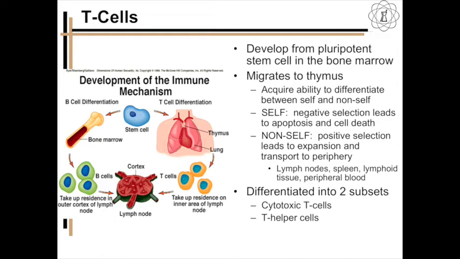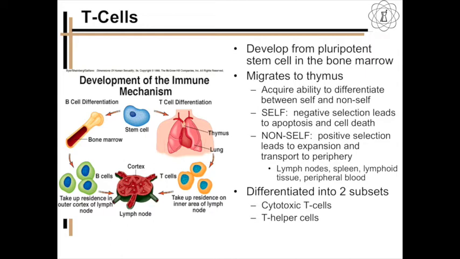By then we should have already formed most of the responses that we expect to see. Now you'll notice in this picture that I showed you, the T cells are the upper arc. B cells also start in the bone marrow and migrate somewhere else, so we're going to talk about that in a few minutes. But basically we have the pluripotent stem cell. It's released, it goes to the thymus, and for the T cells, this is where they acquire the ability to differentiate between self and non-self.